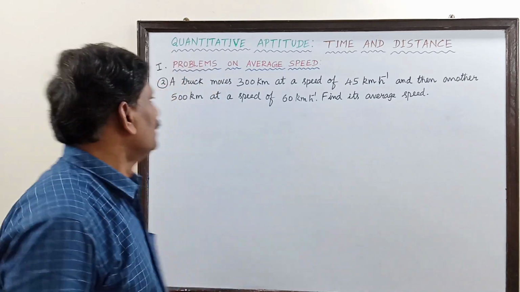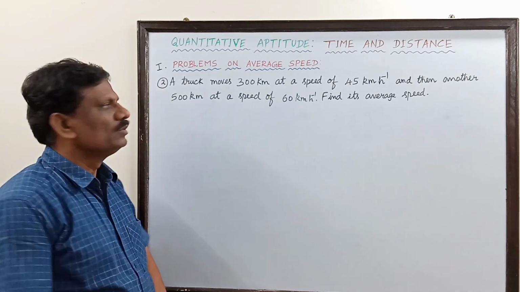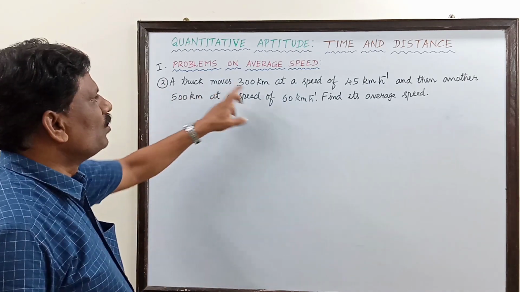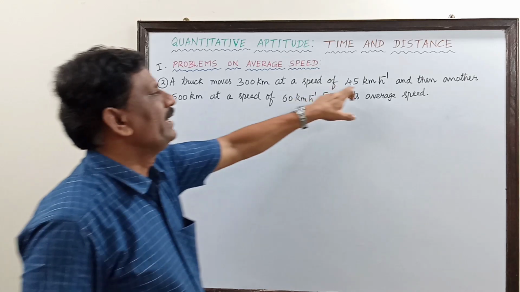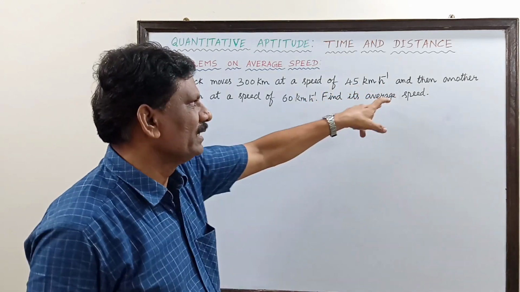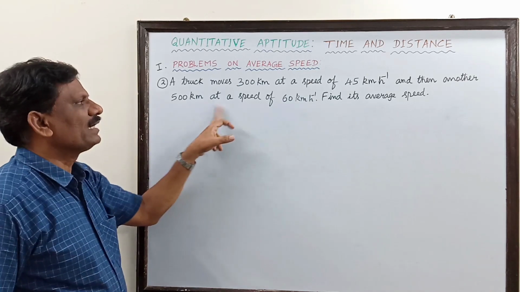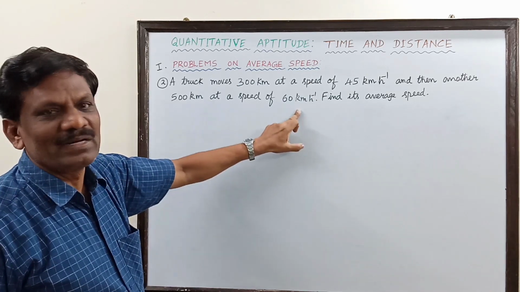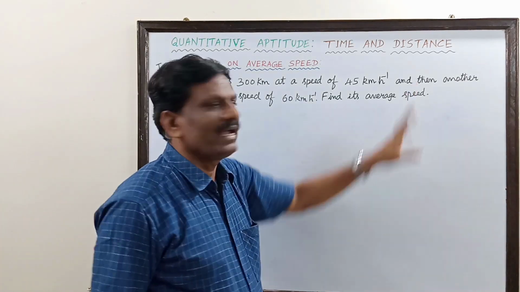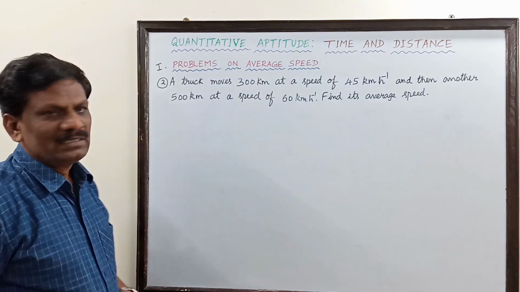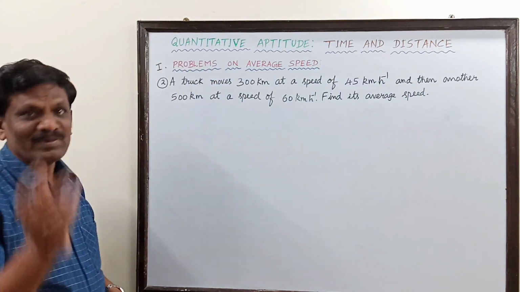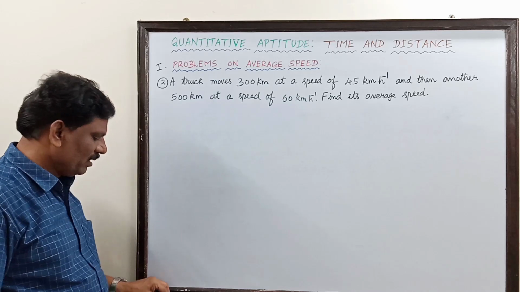Hi students, problem number 2. A truck moves 300 km at a speed of 45 km per hour and then another 500 km at a speed of 60 km per hour. Find its average speed. This is slightly different from the previous problem.